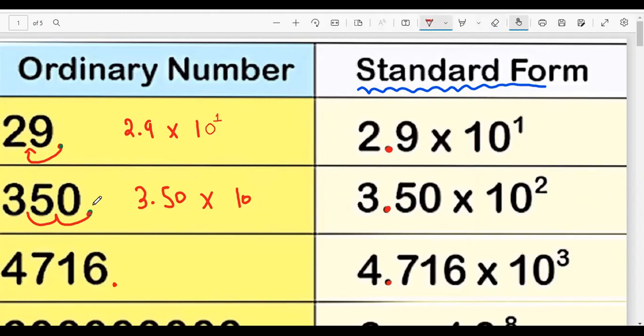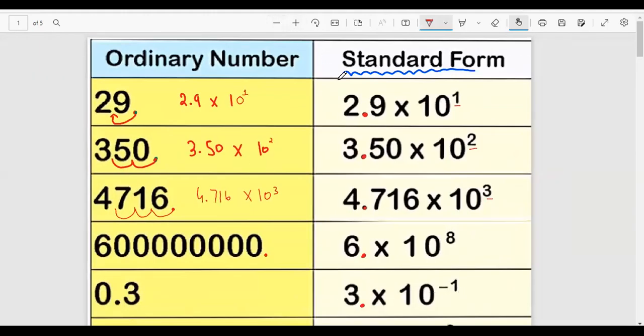This decimal would be moved towards the left side again, so the power would be positive. And how many units? I'm moving it 2 units, so it would become 2. Then 1, 2 and 3 units, so it would become 4.716 multiplied by 10 power 3. So you can see for now all the powers are positive. Why? Because I'm moving the decimal towards the left side. Okay, let me just zoom out a bit to solve the other questions.